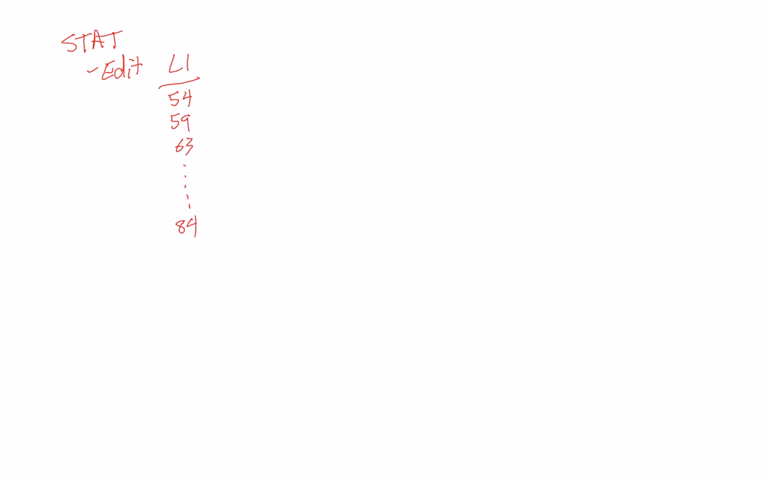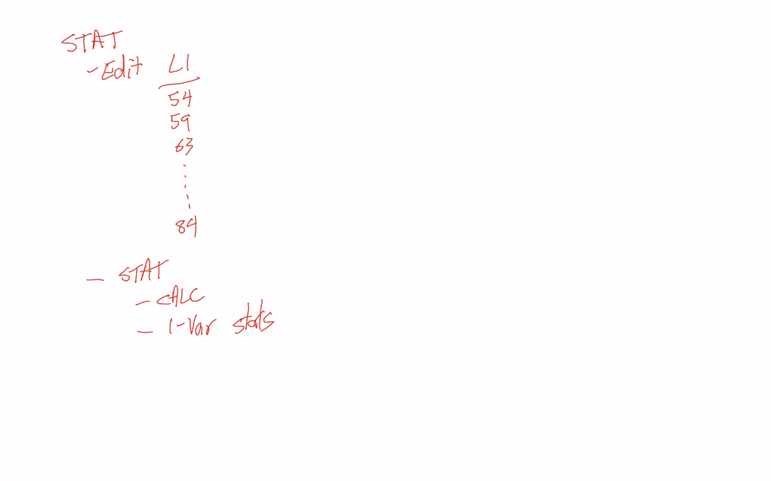And once you have your list entered, the next step is go to Stat again, but this time scroll over to Calc, and choose number 1, the 1 variable statistics, and hit enter, and that'll actually do all these calculations for you.